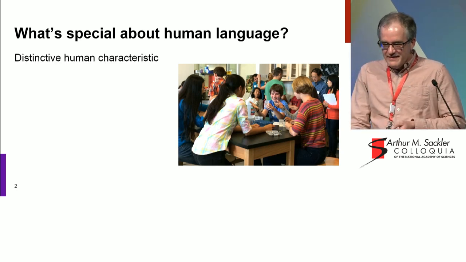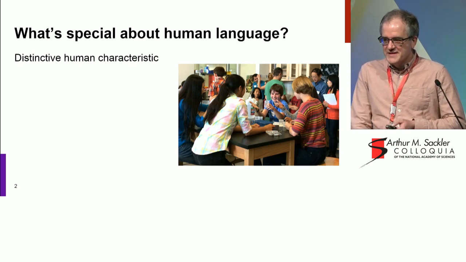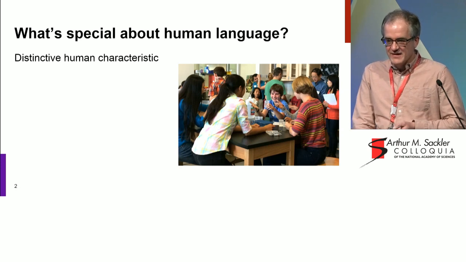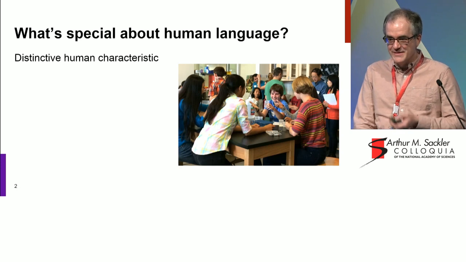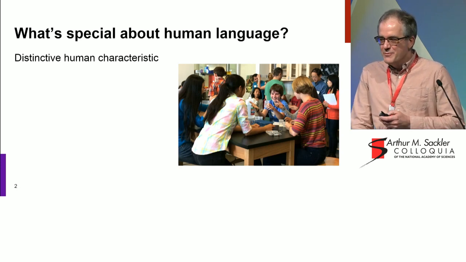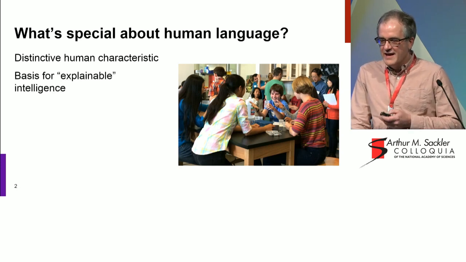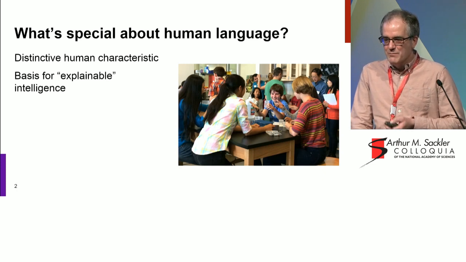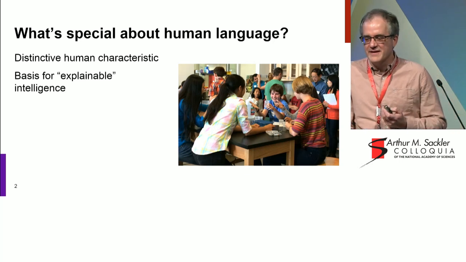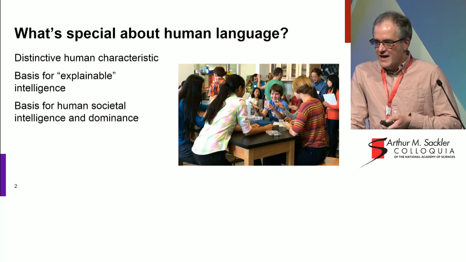So, language is the most distinctive human characteristic. Lots of animals have extremely good vision systems, haptic systems, olfactory systems, but humans alone have language. And if there's hope for getting more of a window into our brains and providing explainable intelligence, it seems like that's going to have to take place through language.